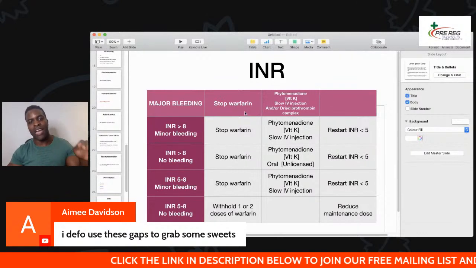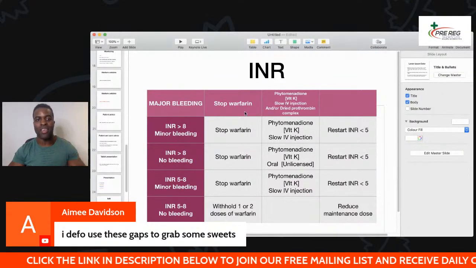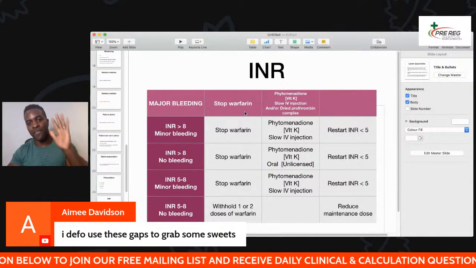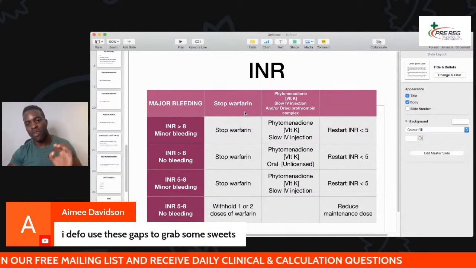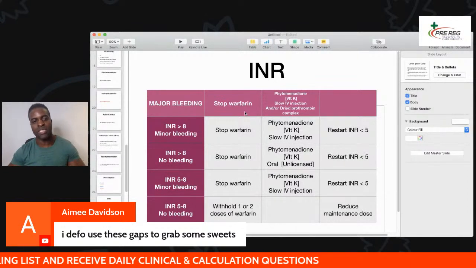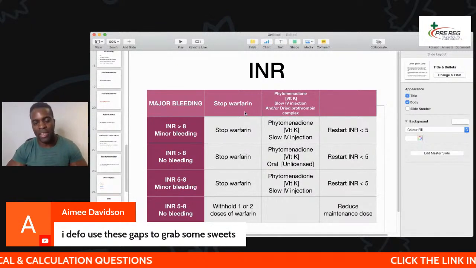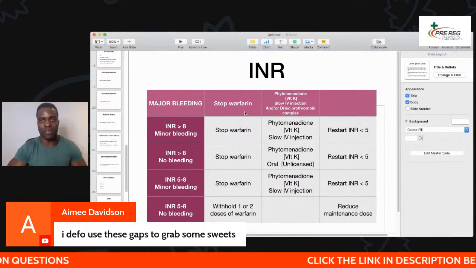If it's between 5 to 8 and there is bleeding, remember what I said, every time you have bleeding, you give IV vitamin K. Every time you have bleeding, you give IV vitamin K. So in this case, it's between 5 to 8, minor bleeding, you give them vitamin K, and then you restart warfarin when the INR is less than 5.